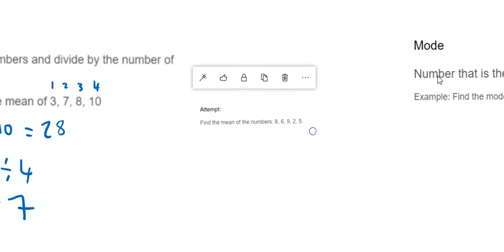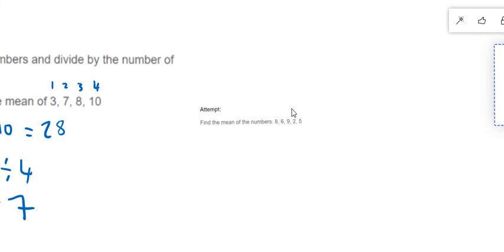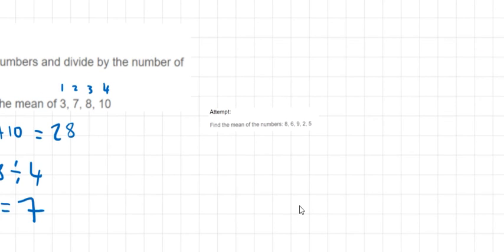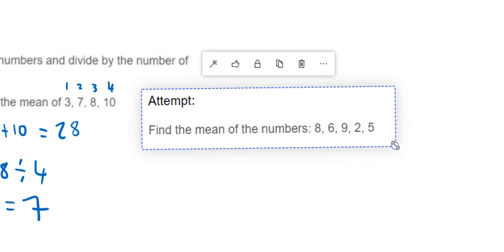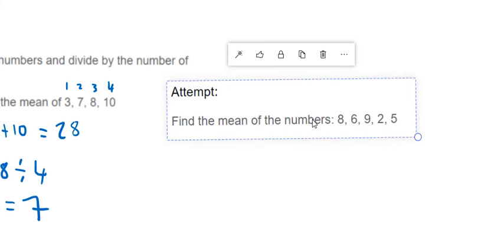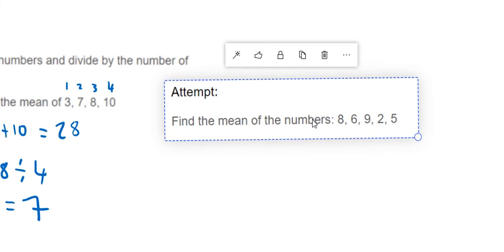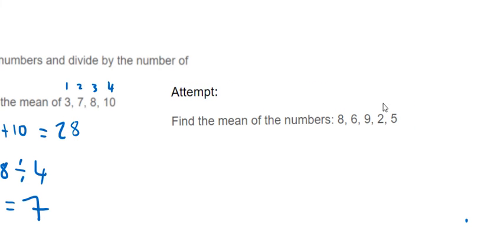If you want to just have a go at this question then quickly, if you just want to pause the video and have a go at that one, then you're doing the same thing, just adding up the numbers, dividing by how many they are. Just pause the video quickly, try it, and then play it on.